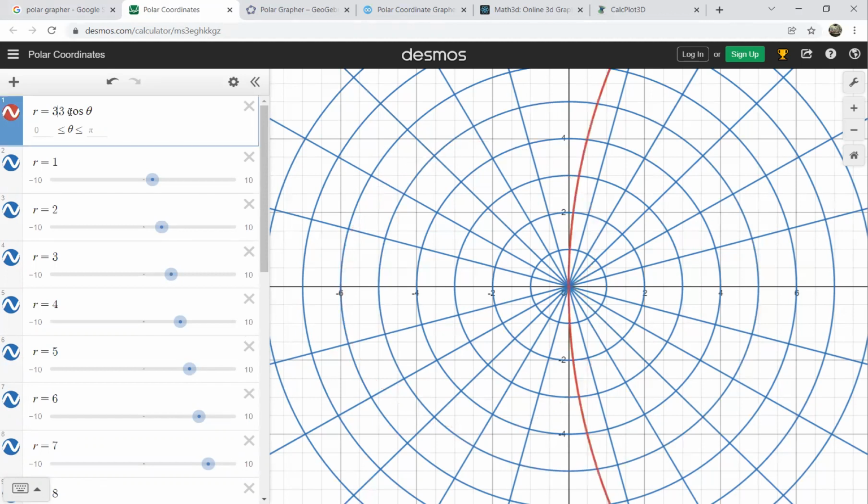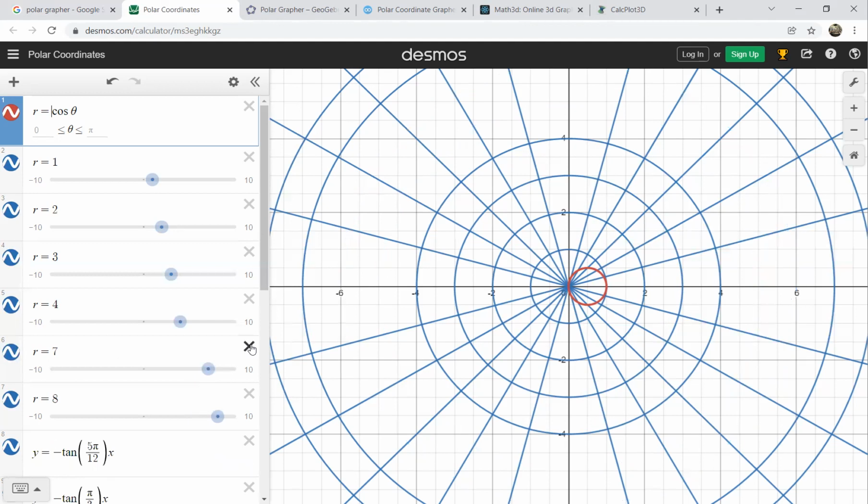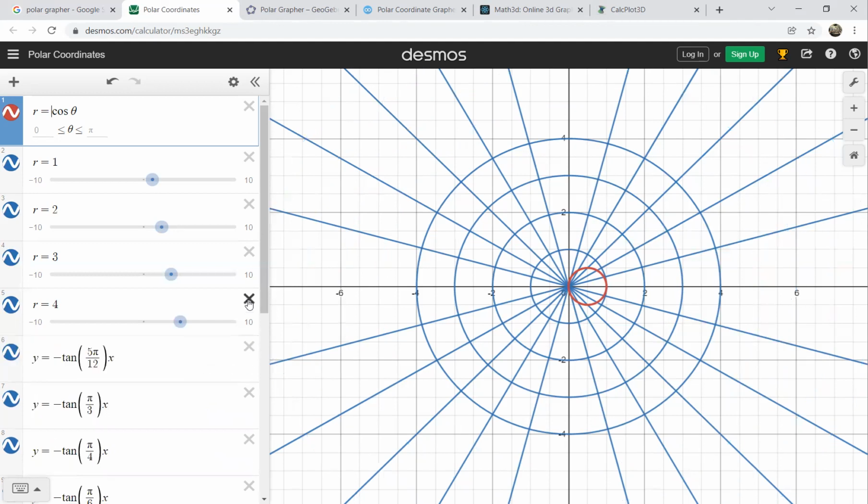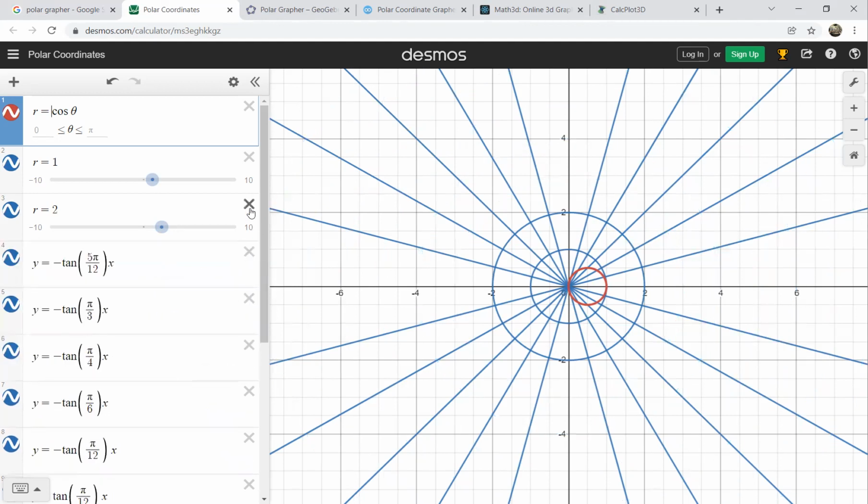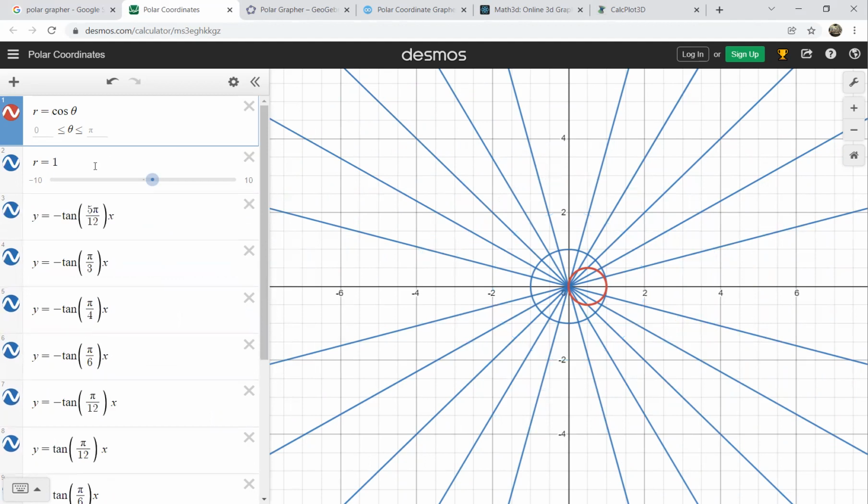We can alter and change these functions. R equals cosine theta. As you can see, it changes the polar coordinate and the graph. R equals 1, and then here r equals cosine theta, 2 cosine theta, negative 2 cosine theta, and the rest of them. How do we graph these using paper and pencil?